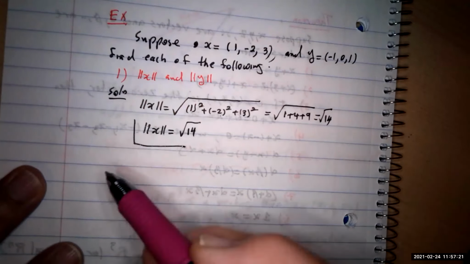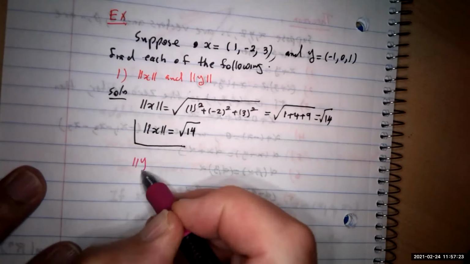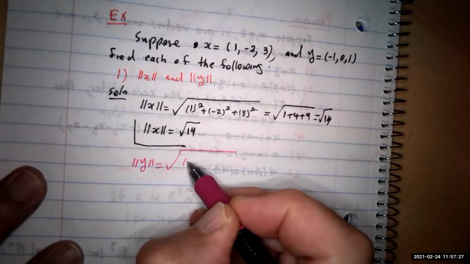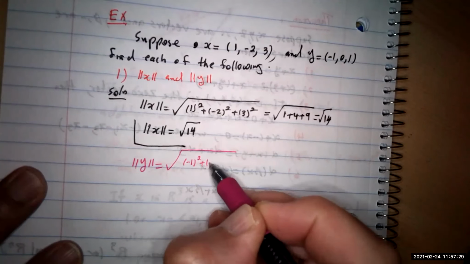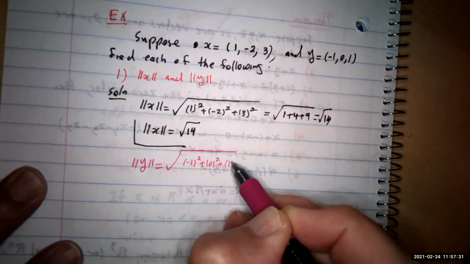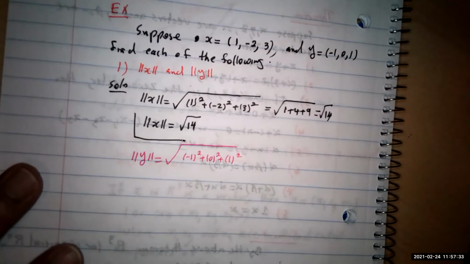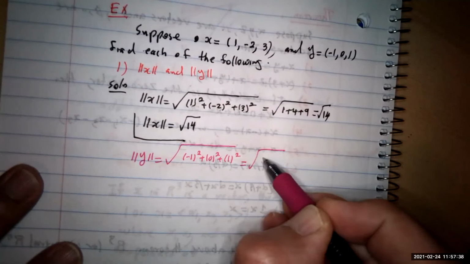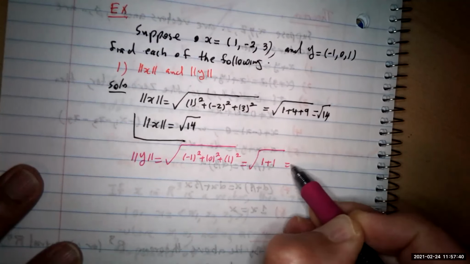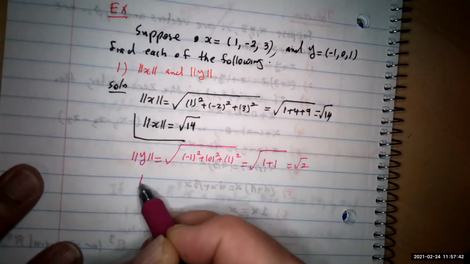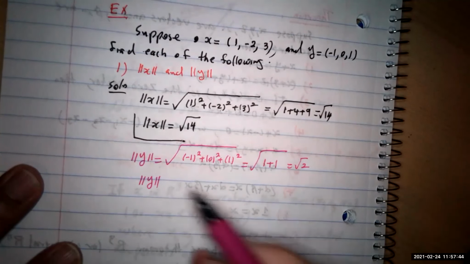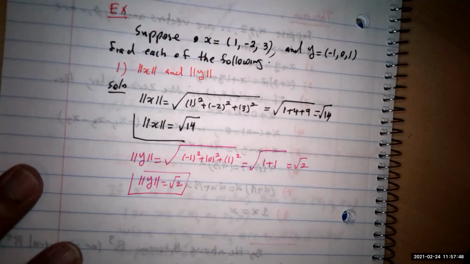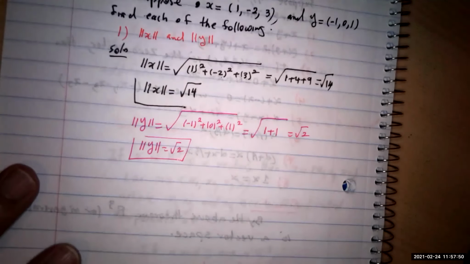So if you want to find norm y, it is going to be the square root of (-1) squared plus 0 squared plus 1 squared. If you simplify, 1 plus 1, that gives you radical 2. So the norm of y is going to be equal to radical 2. So this is easily done.